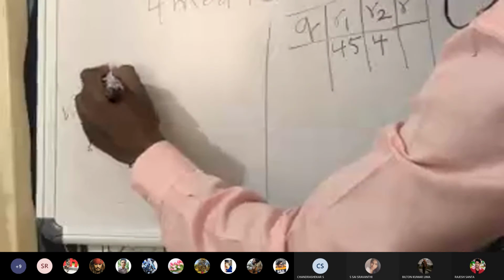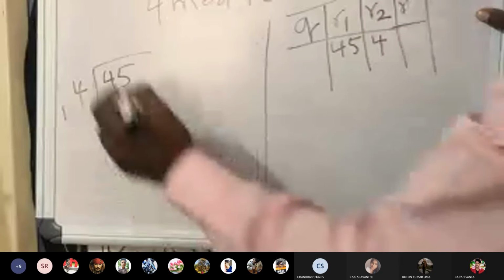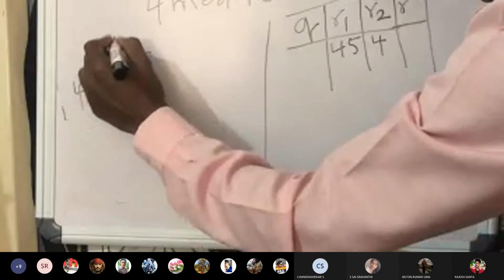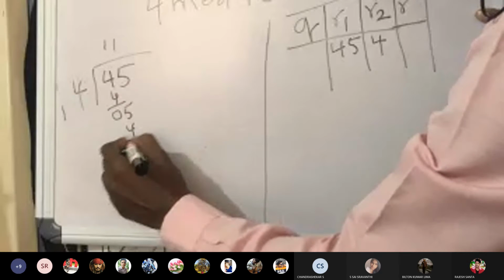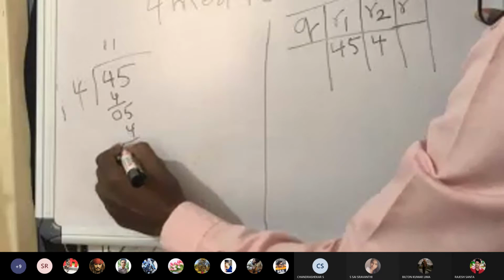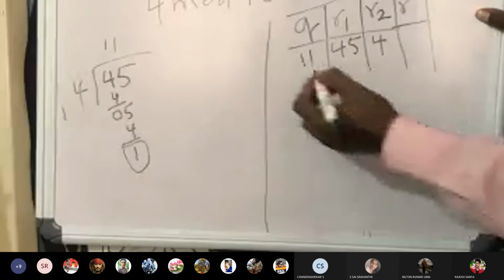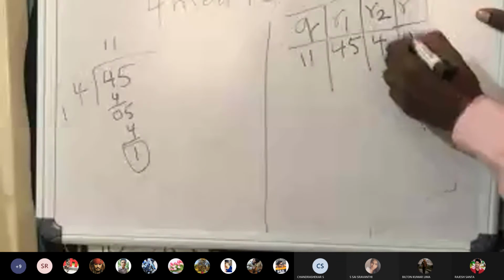4 is R2. Now we divide. We take 45 divided by 4. If I put 1, it's going to be 4, and the remainder is 1. The quotient is 11. Quotient is 11, remainder is 1.